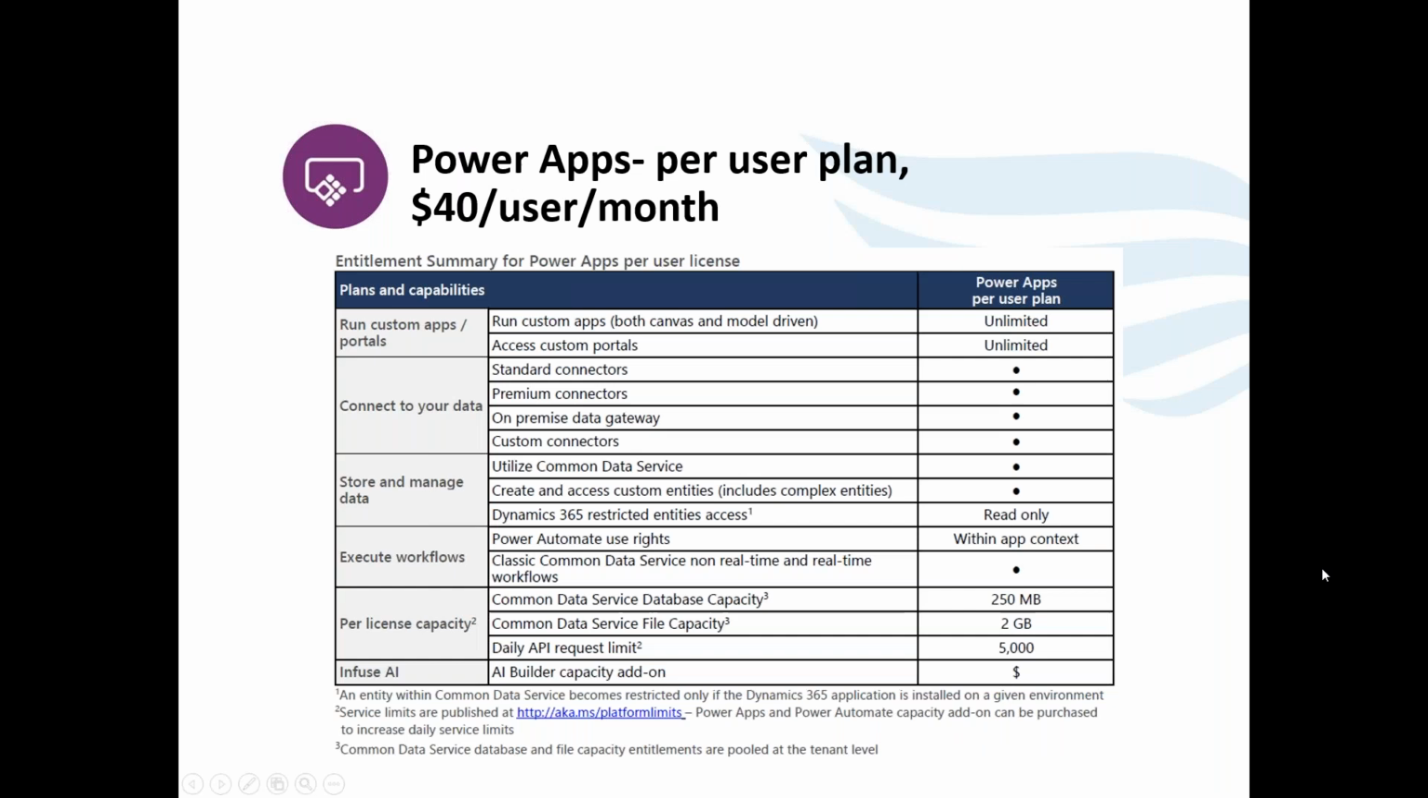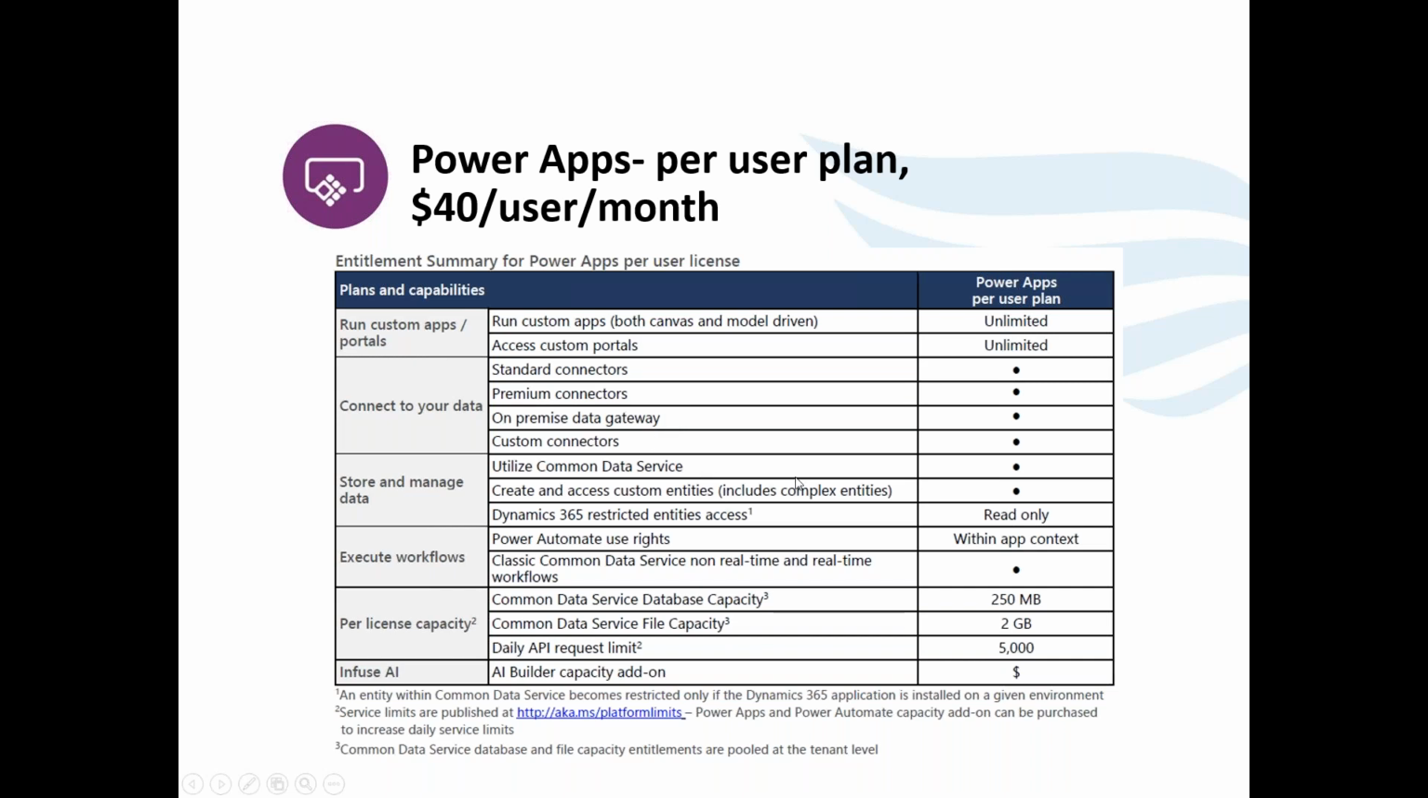And here's what you get if you get the full enchilada, the $40 per user per month plan. You get both Canvas and model driven. Now remember, with Office 365, you get Canvas and not model driven, but with the $40 a month per user plan, you get Canvas and model driven, you get access to custom portals, you get standard and premium connectors as well as on-premise, and you can create your own custom connectors.